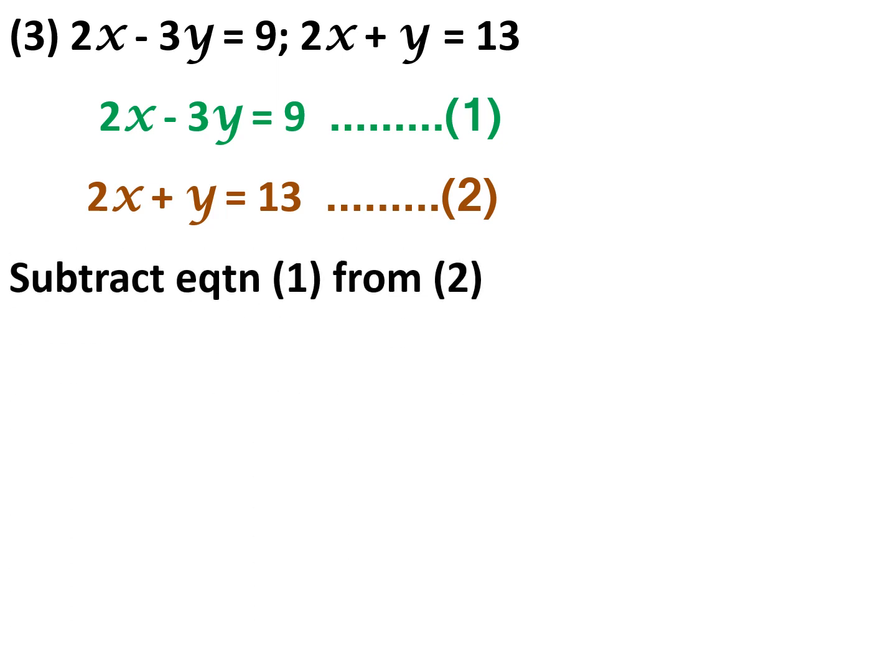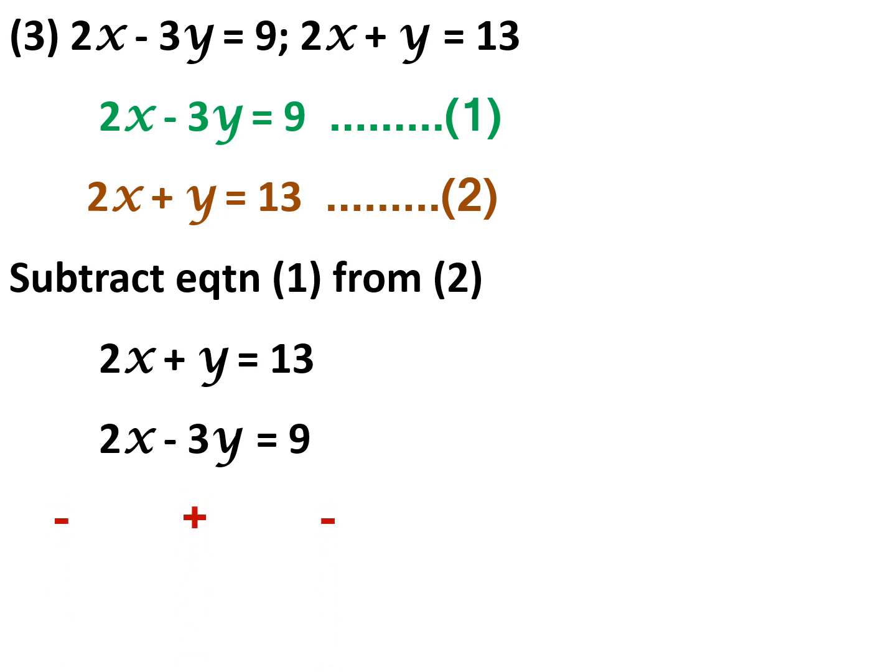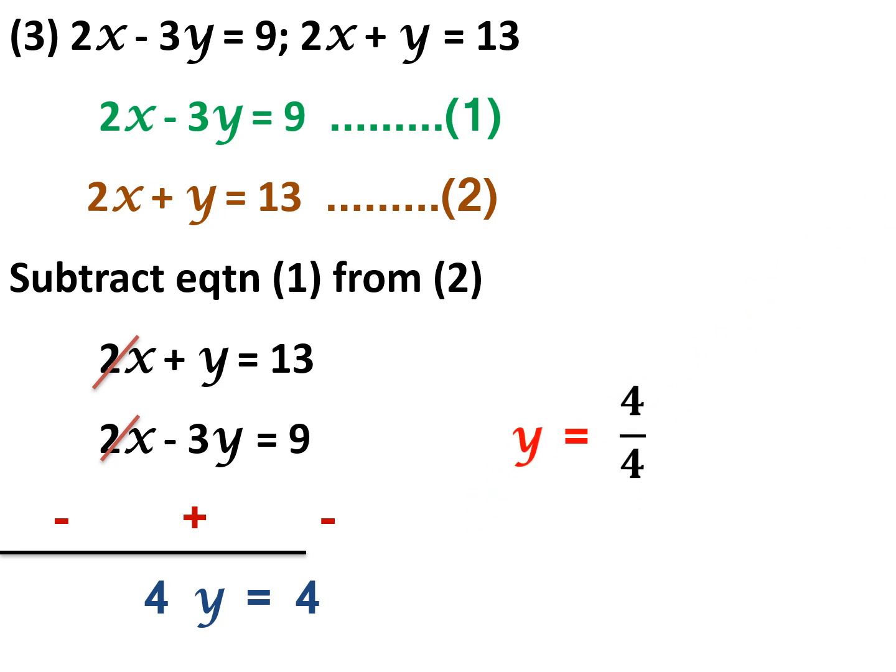Subtracting equation 1 from 2, 2x plus y is equal to 13 minus 2x minus 3y is equal to 9. Plus 2x minus 2x is cancelled. y plus 3y is equal to 4y. 13 minus 9 is equal to 4. Therefore, y is equal to 4 upon 4 and y is equal to 1.